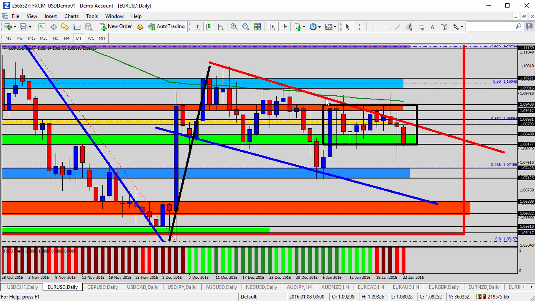So what's going to give us confidence? It's an open and close outside this black box. That's going to give us confidence in continuation, lower or higher, but that's what's going to give us confidence. The red trend line, the blue trend line, we're in a downward channel. I would suspect we're still continuing to focus our efforts on the downside. That's selling rallies to resistance or breaks of support.